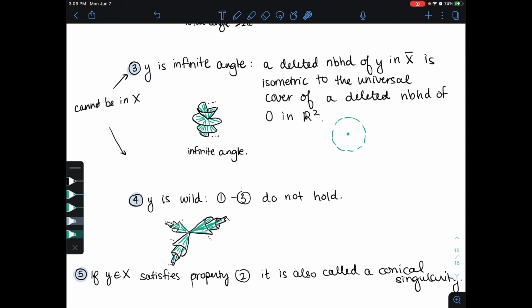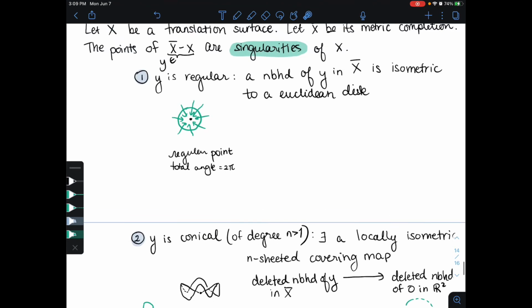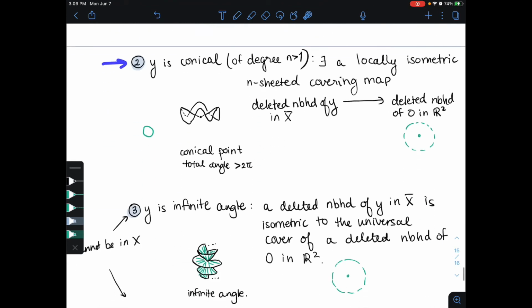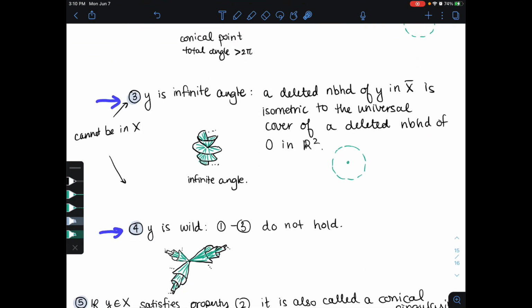You can never have points like that in the surface because their neighborhoods are not homeomorphic to a disk. That's it. There's regular singularities, conical singularities, infinite angle singularities, and wild singularities. If a surface has a wild singularity, then the translation surface is called wild. If it doesn't have a wild singularity, then it's called tame.